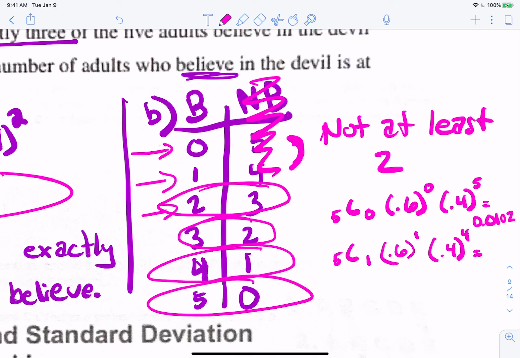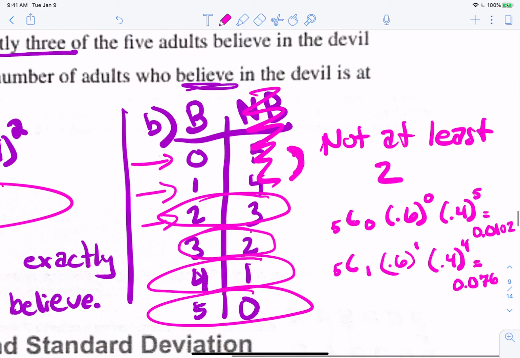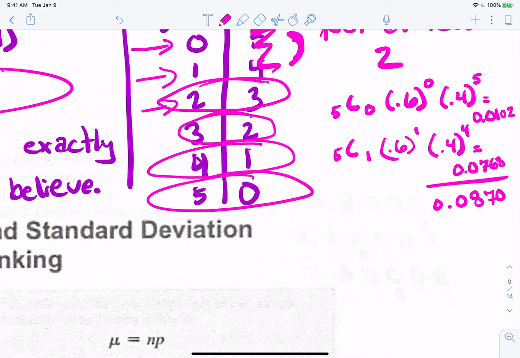And now for the 0 and the 1, the second is 0.0768. If I add those two together, that is 0.0870. So 8%, basically almost 9%.